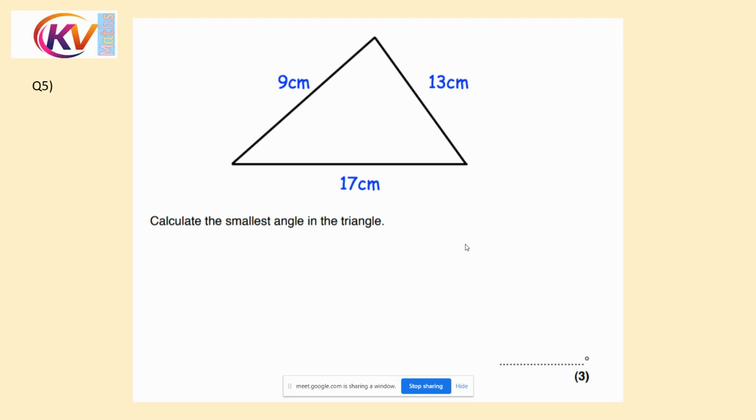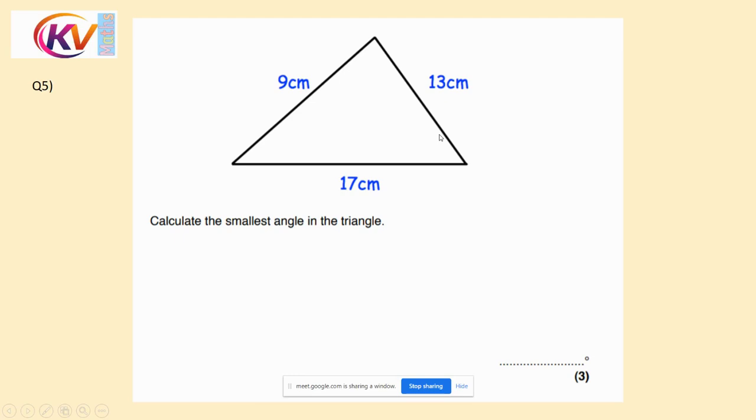But what you can do is figure out it's not drawn to scale. If you have a look at that triangle, the 9 centimeters looks at least as long as roughly the 17 centimeters. So we know it's not drawn to scale. But this is the longest side down the bottom. The longest side is going to be opposite the biggest angle. The smallest side will be opposite the smallest angle.